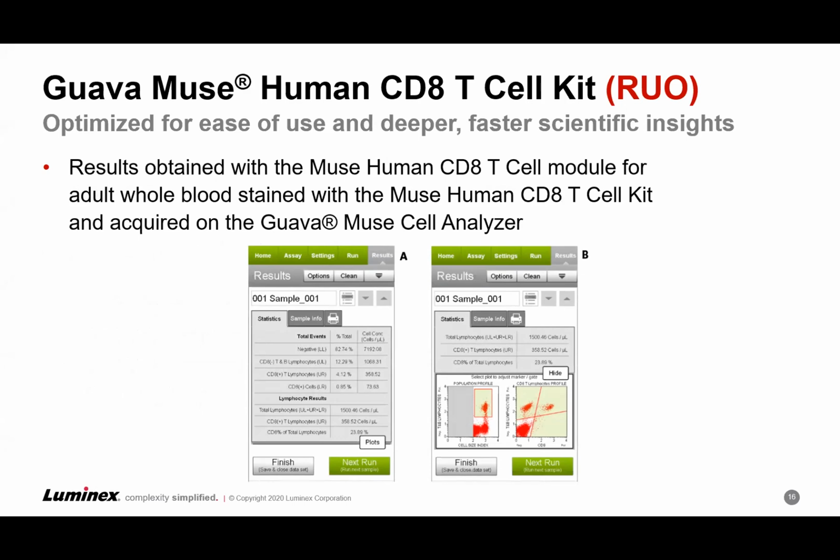The lymphocytes results show the total lymphocyte concentration, CD8 T cell lymphocyte concentration, and the CD8 cell percentage of lymphocytes. The first plot in Figure B displays cell size index versus lymphocytes and a lymphocyte gate, with the second plot showing CD8 versus total lymphocytes. Luminex also offers a full range of Muse-optimized immunophenotyping kits, including CD4, CD20, and more. Now we also allow the open ability to look at increased phenotyping abilities.